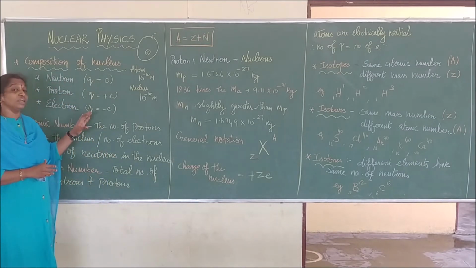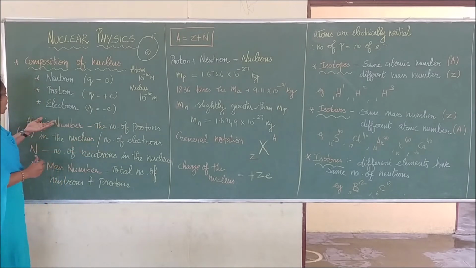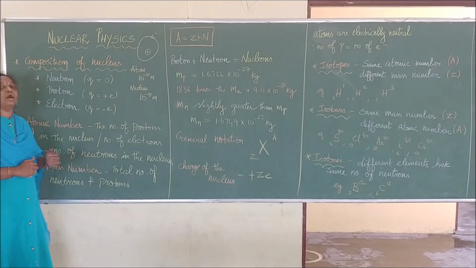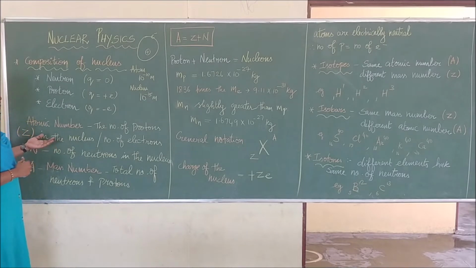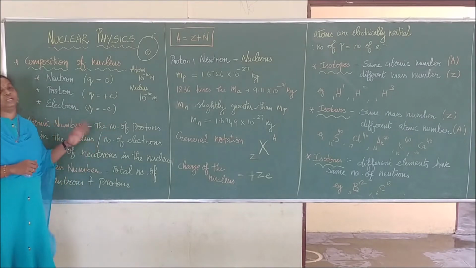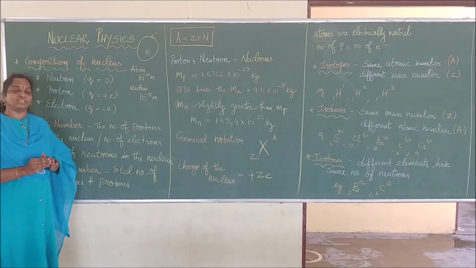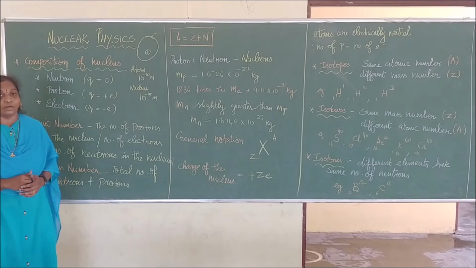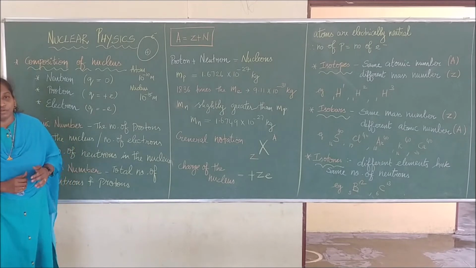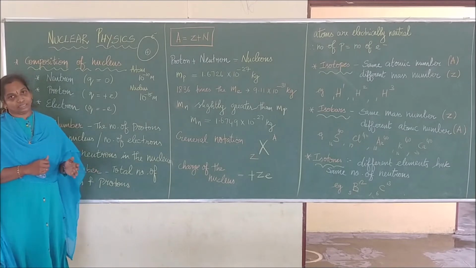Then we want to study some very important quantities called the atomic number, neutron number and mass number. What does the atomic number stand for? The atomic number is represented by the symbol Z. You have to remember that. What is the atomic number going to tell us? It is the number of protons present in a nucleus. For any element, the number of protons present in the nucleus is represented by the atomic number, with the symbol Z.